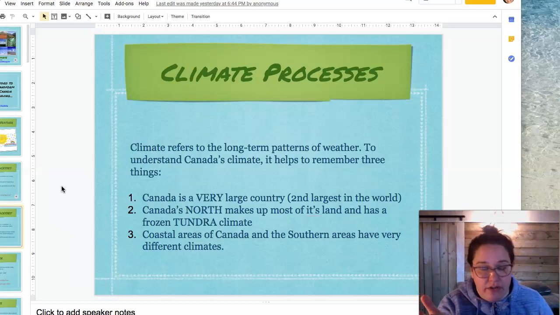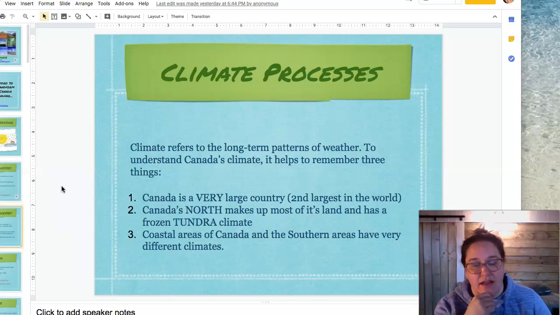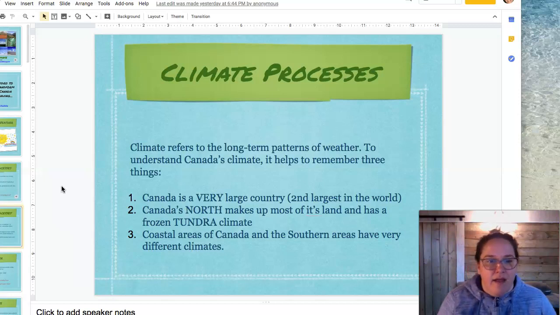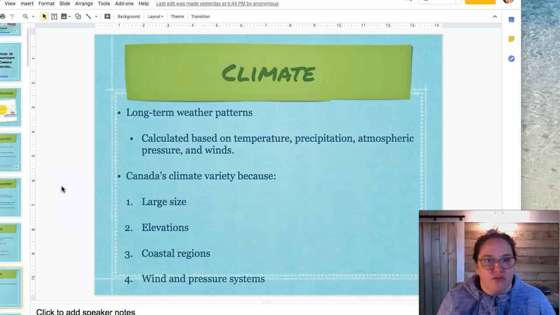And then there's the coastal areas, and a lot of people do like to live in the coastal areas of Canada. The west coast is much nicer than the east coast of Canada when it comes to the climate year-round. They don't get as much snow and ice and things in the west as they do in the east.